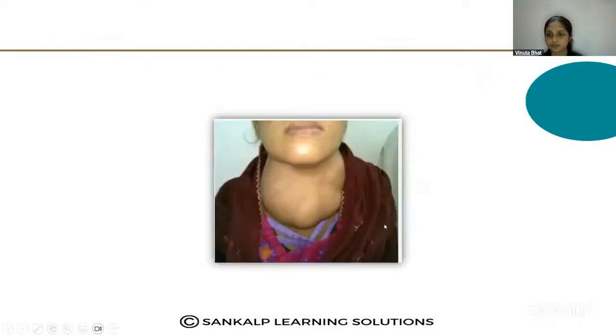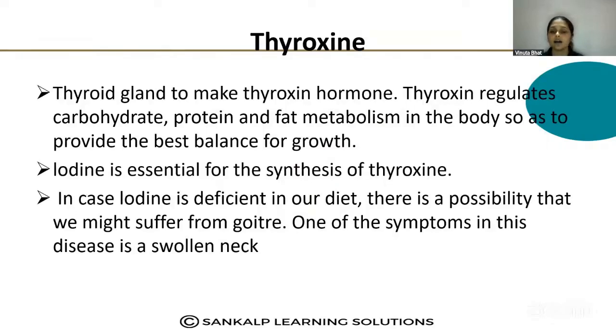So when the iodine is not present in our food, in our body, thyroxine hormone is not able to be released, which causes the disease called goiter. So what is the symptom of this goiter? The symptom is the swollen neck.